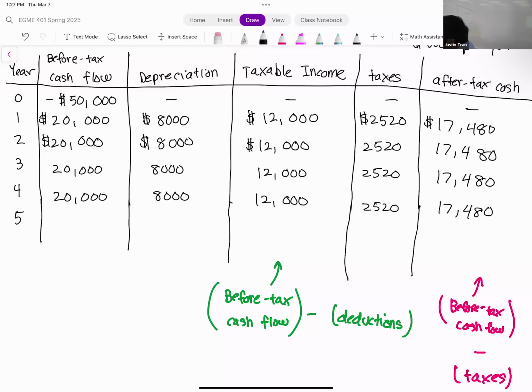So years 1, 2, 3, 4 are all identical because we're making the same money, the $20,000 of revenue. Our depreciation is the same. Each year we're losing $8,000 of value. And so the amount of taxes we pay are the same, and the after-tax cash flow is the same as well. All right, year 5. In year 5, we're going to have an additional $10,000 of revenue because we're going to use the truck for the whole year, and then at the end of the year we're going to sell the truck for $10,000.